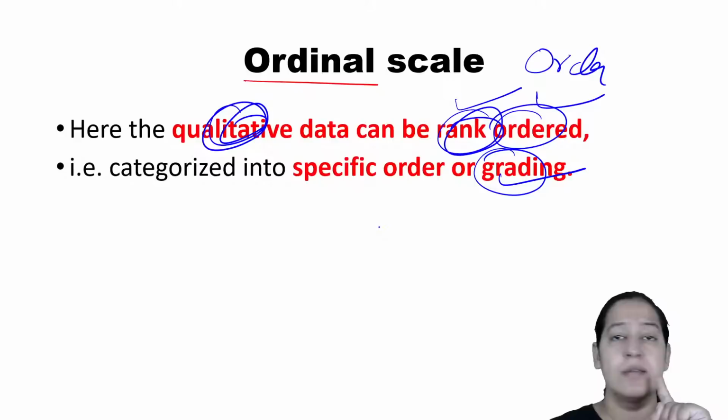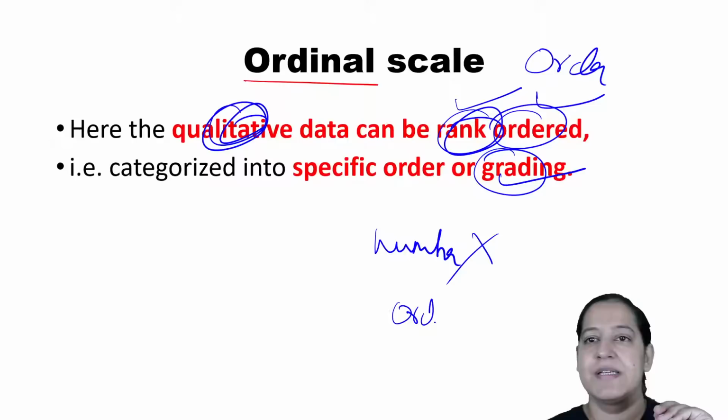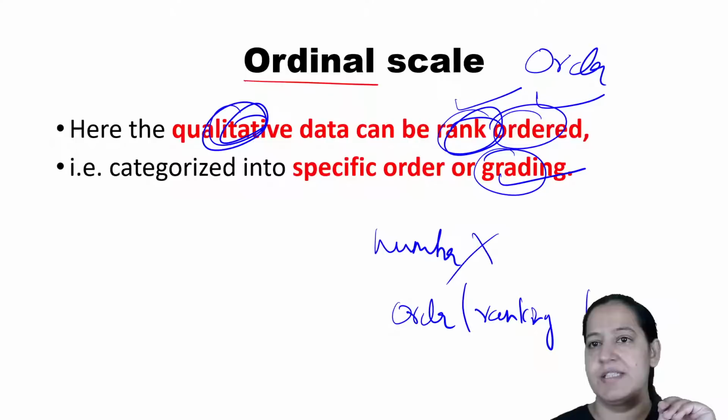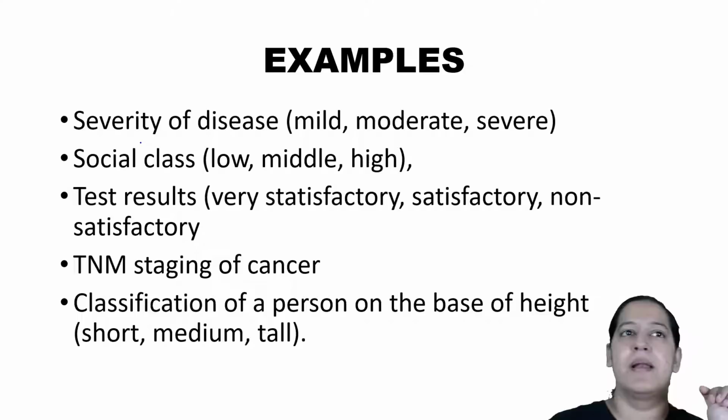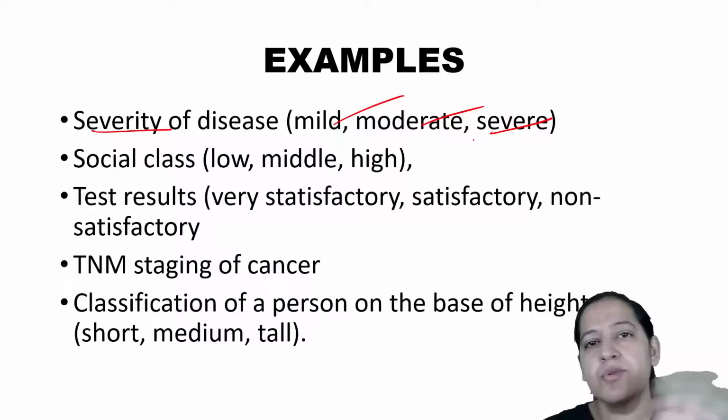So again, numbers are absent. It is a qualitative data, but order is present. Order, ranking, grading, whatever you say, it is present. So it was absent in the nominal scale. Here it is present. Let me tell you the example. What is the severity of the disease? Severity: mild, moderate, severe. So a particular order is there. There is no number. But in the names there is order. Names are there: mild, moderate, severe. But there is an order.